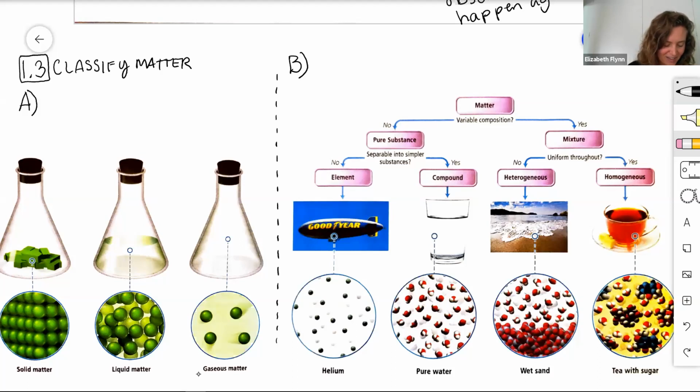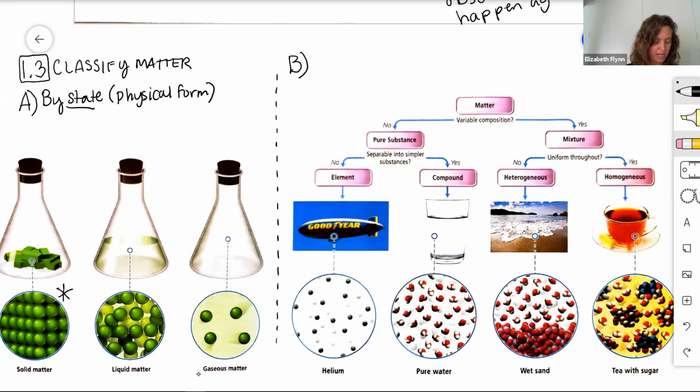So we can classify matter by state. And by state, we just mean the physical form. Is that matter a solid with the particles packed really tight together, where the particles are not free to move around each other, they're in a fixed location, they can only vibrate? Or is the matter in the liquid state, or the liquid phase, we can also say?